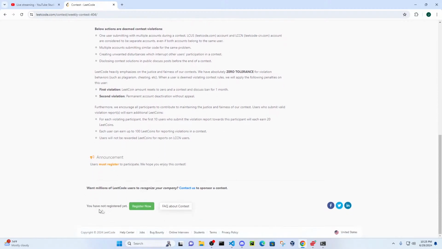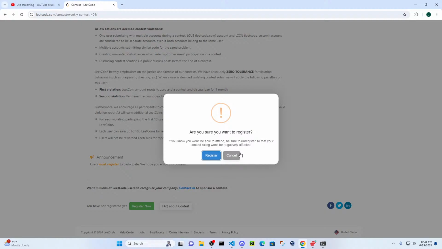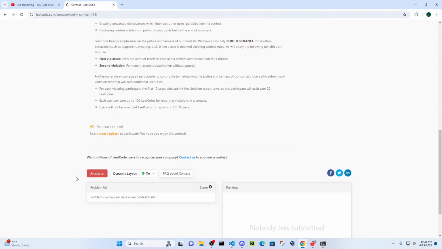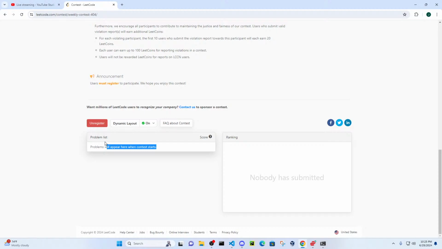Then just go all the way to the bottom, click on register now, click on register, and you should be good to go. When the contest starts, you're going to see the problem list right here. There's an easy, there's 2 mediums, and there's a hard. It's been a while, so if I solve the easy and the first medium, I'll be happy. Usually we have at least a few people who are solving the second medium and sometimes the hard, so it's cool to see those solutions.